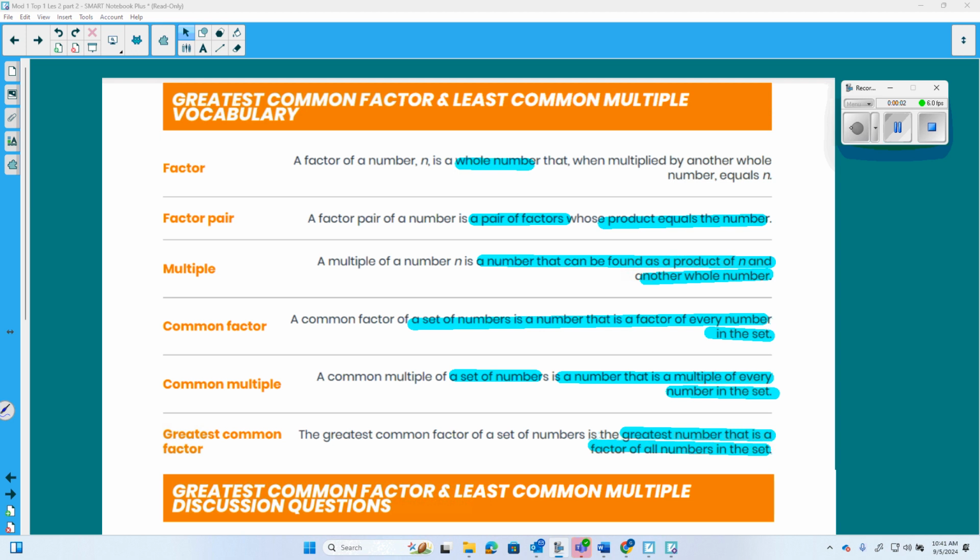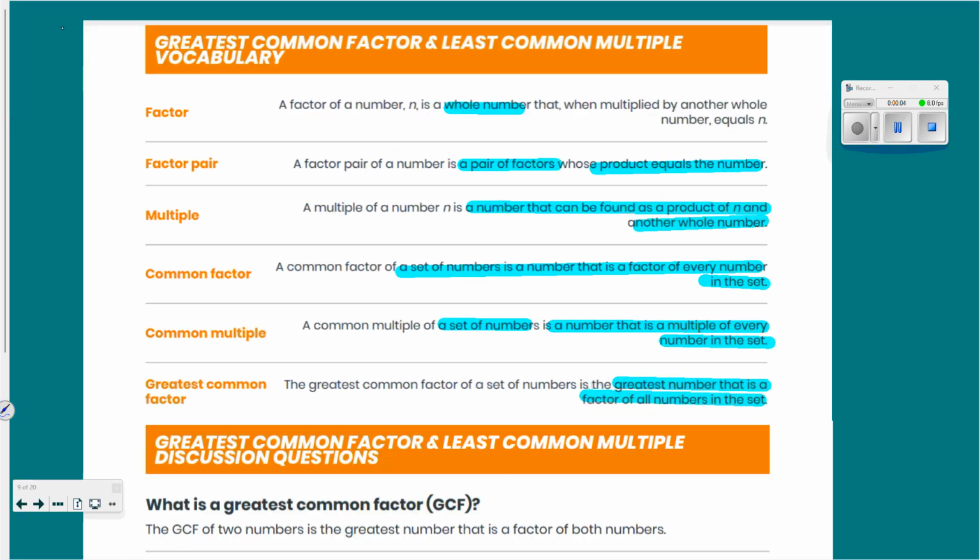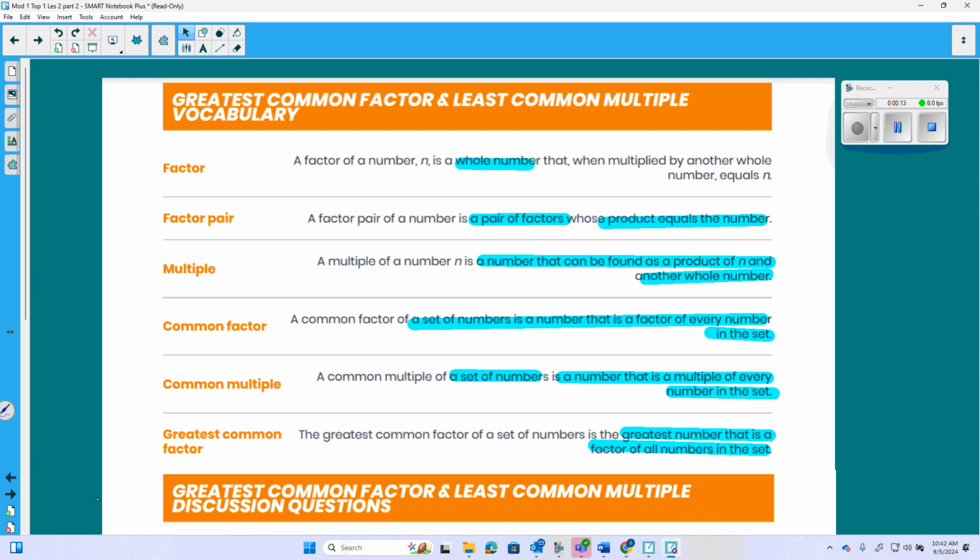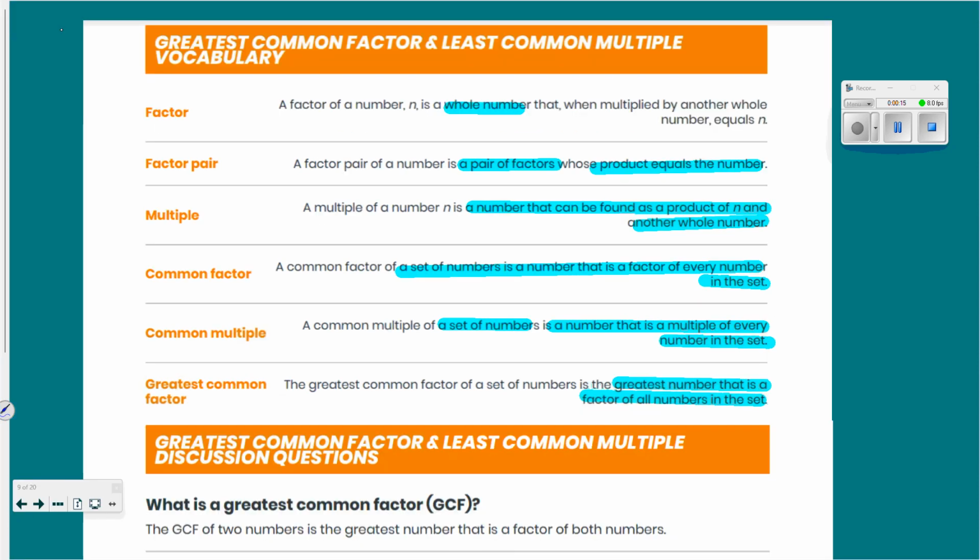Okay, so as we're continuing talking about GCF and LCM, this is on the paper that we just handed out to you guys. It's not in your book, but you'll be able to go through these. The cool thing on this is we're getting a lot of review on some of this vocabulary.